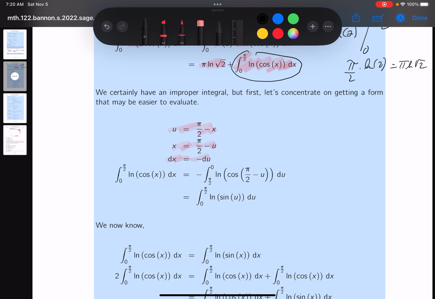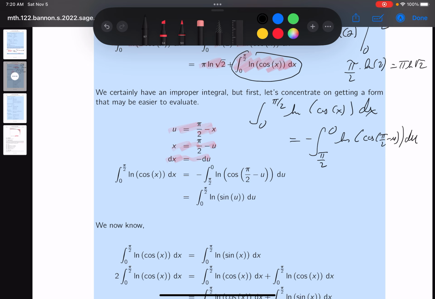What I want to do is write that down for you, just to verify that what we're saying is true. That's cosine of x dx. So let's rewrite that. When x is 0, u would be pi over 2. And when x is pi over 2, u would be 0. Natural log, cosine, and what's x? Well, x is pi over 2 minus u. And dx is minus du.